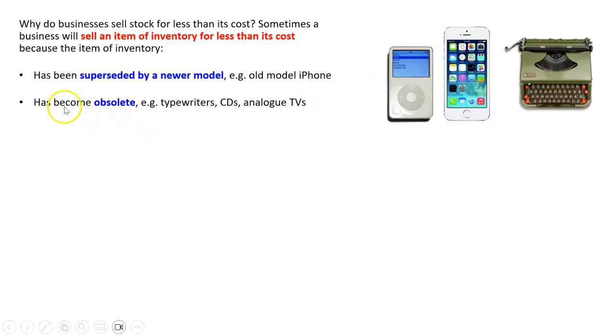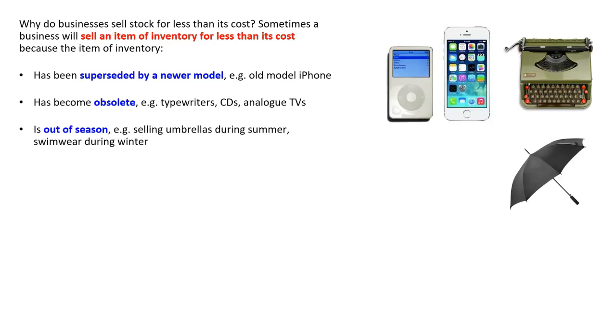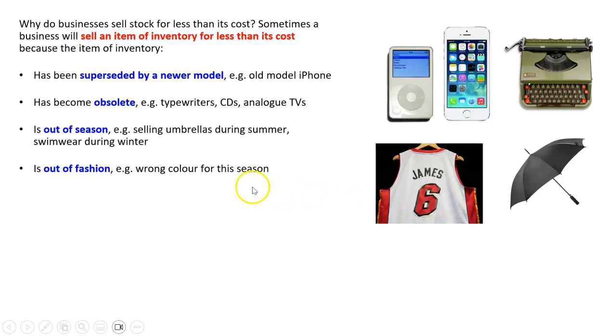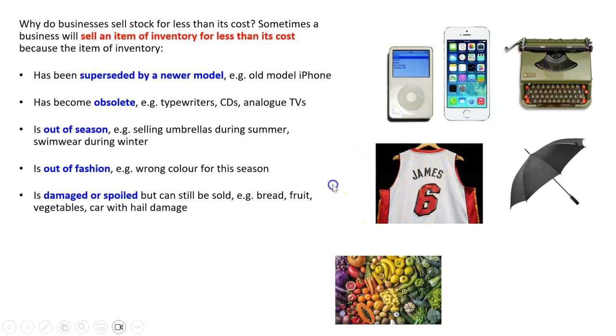We could also have products that are obsolete, for example, typewriters, CDs, or analog TVs. Those will exist out there in warehouses somewhere, and you're just not going to be able to sell them for more than they cost. Some products are perfectly fine, they're just out of season. For example, we might be trying to shift umbrellas in the middle of summer or swimwear in the middle of winter, so we need to lower the cost. Sometimes they're out of fashion, they're the wrong color for the season, or just to use a sports merchandise example, the jersey here is for LeBron James at Miami. He doesn't play there anymore. So sometimes we might need to lower the selling price of that inventory for less than its cost because we can't sell these jerseys because they're out of fashion.